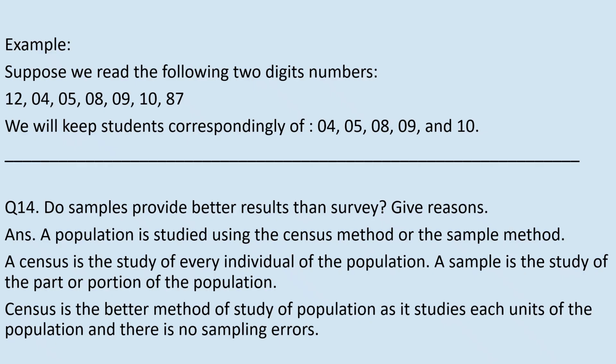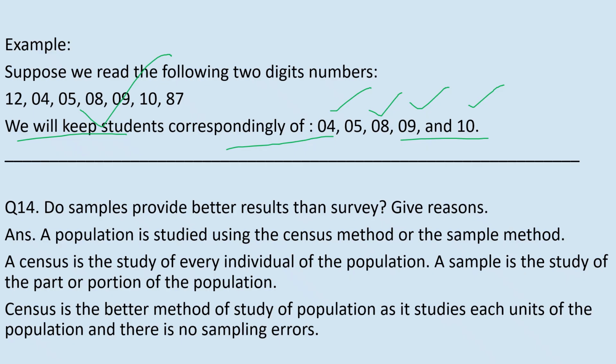Now we give an example of this. Suppose we read the following two-digit numbers: 12, 04, 05, 08, 09, 10 and 87. Out of these we keep only the numbers that lie between 01 and 10. So it is 04, 05, 08, 09 and 10, and the students corresponding to these two-digit numbers will be selected.